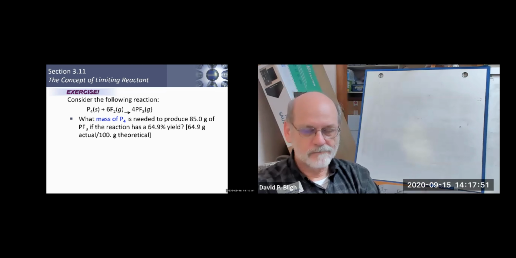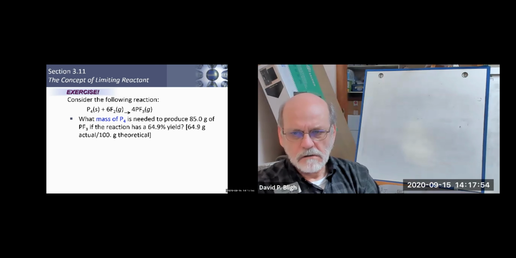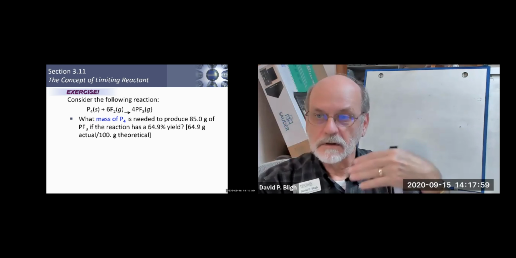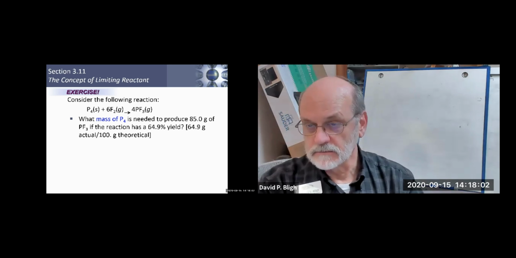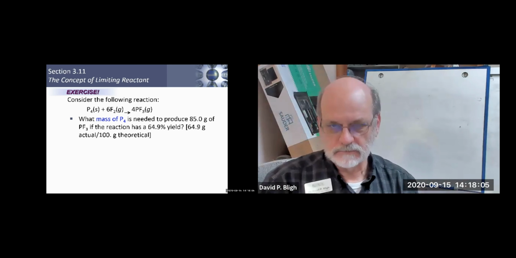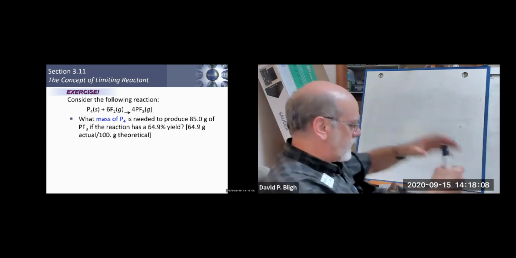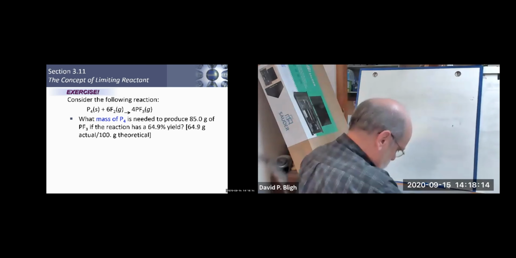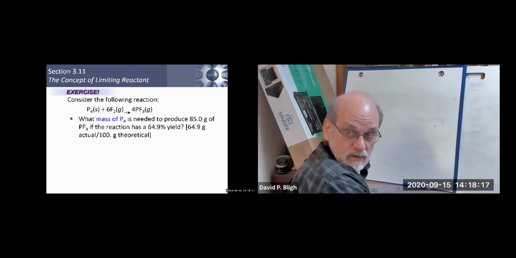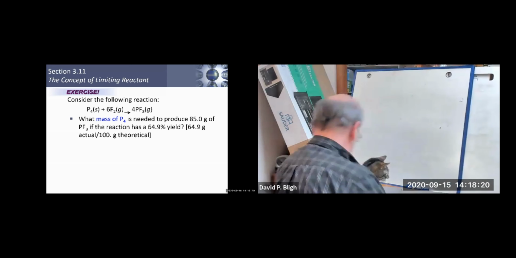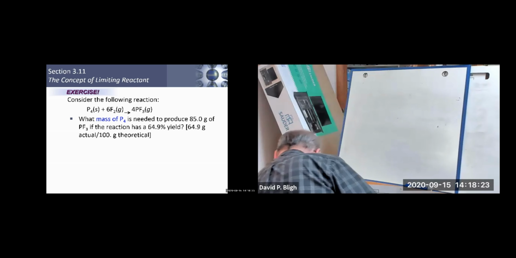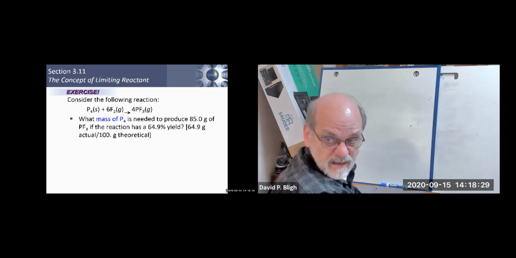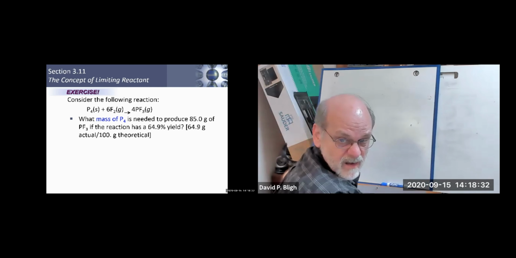Okay, here's an example. So this problem is going to incorporate limiting reactant and percent yield. So we're going to do the whole ball of wax in one problem. Right, good, good, good. I'm glad we have that opportunity. So let me be sure. And I need to move this over a little bit more. There we go. Okay.